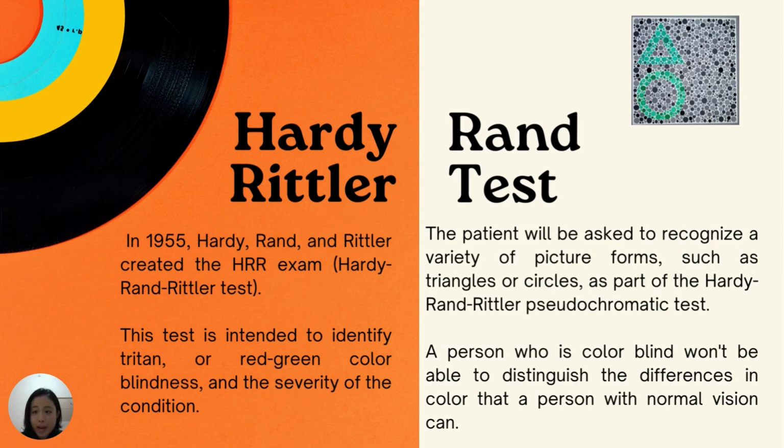The patient will be asked to recognize a variety of picture forms, such as triangles or circles, like in the picture, and a person who is colorblind won't be able to distinguish the differences in color that a person with normal vision can. In addition to being used to screen for color blindness, this test can also be used to find individuals who have impaired color vision due to other eye illnesses, such as those with optic neuropathy.